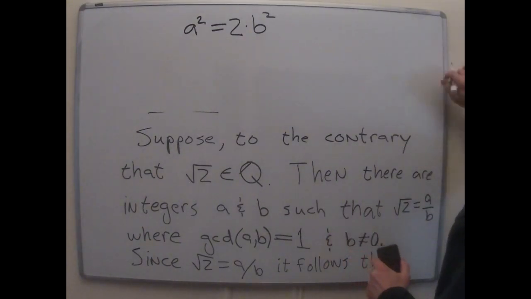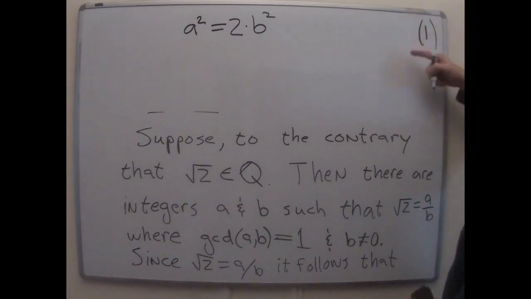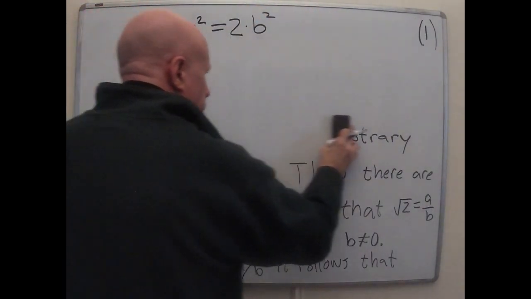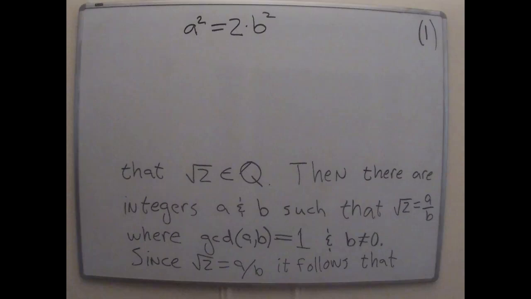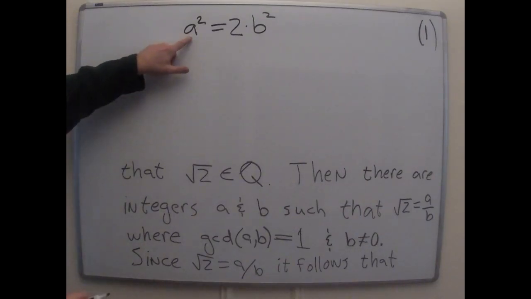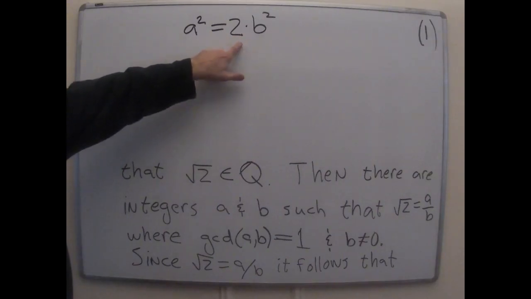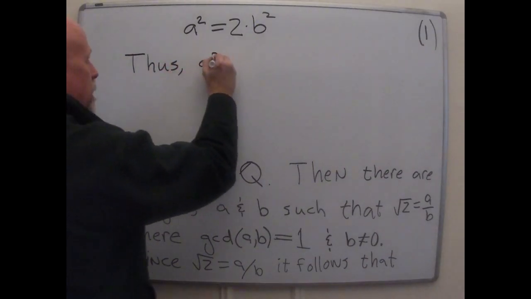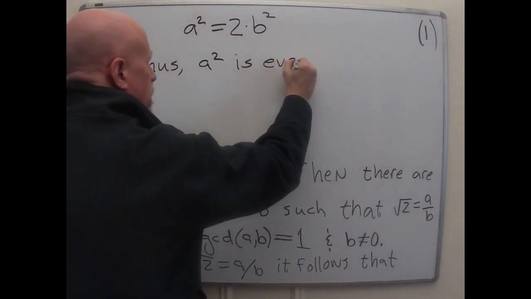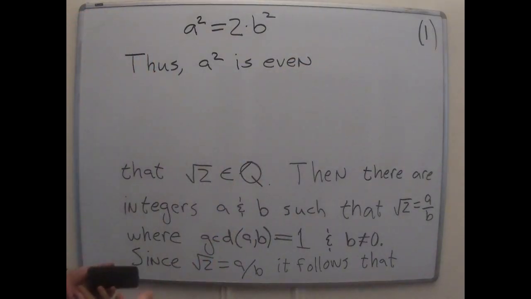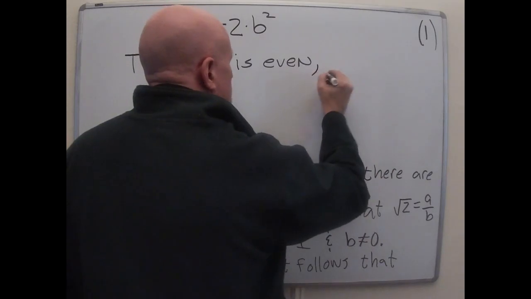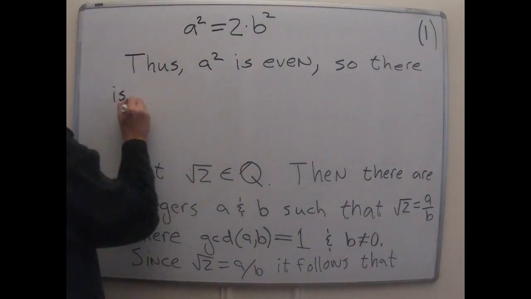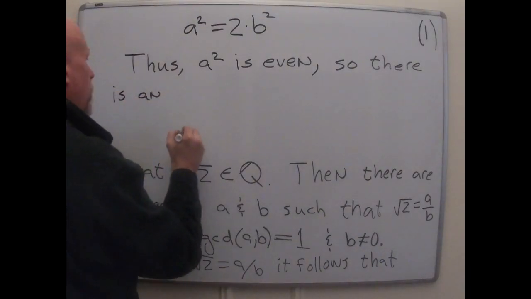And I'm going to label that. We'll call that equation 1. A squared is equal to 2b squared. Well, that's kind of cool, because what does that tell us? A squared is an even number. This is 2 times something. Let's see what that will help us with. Well, since a squared is even, you know that there's an integer k, where a squared looks like twice k.